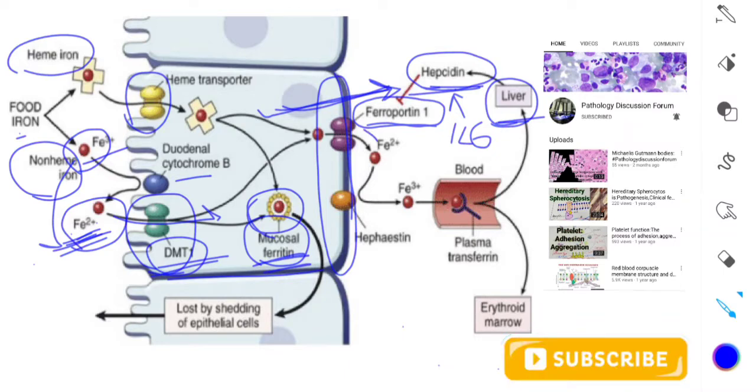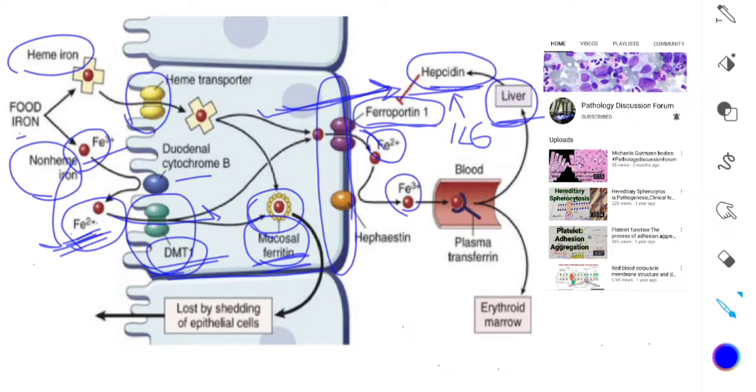After crossing the enterocytes, this ferrous iron will again be converted into the ferric form with another molecule, and after converting into the ferric form, it will get attached to transferrin in plasma and will be transported to the erythroid marrow for erythropoiesis.